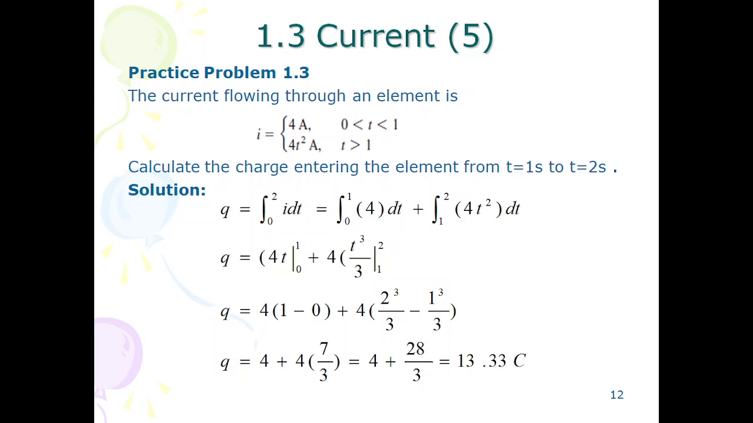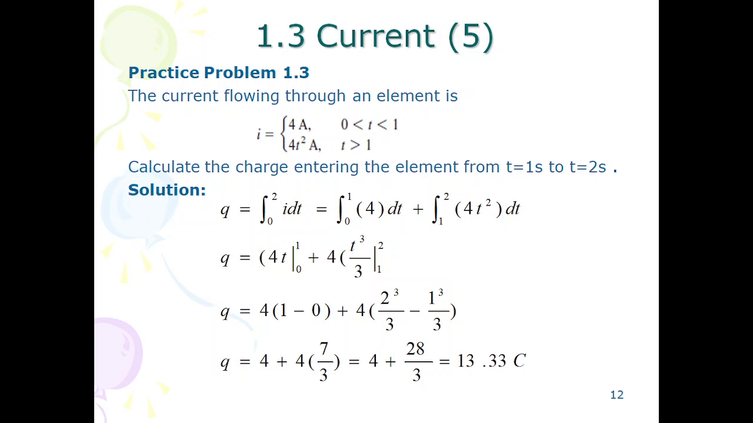Then another practice problem. Current is given. We have to find out the charge from time 1 to 2 seconds. The current's value from 0 to 1 is 4 ampere, and for t greater than 1, its value is 4t square. Now we have to split the integral: from 0 to 1 its value is 4, and from 1 to 2 its value is 4t square.